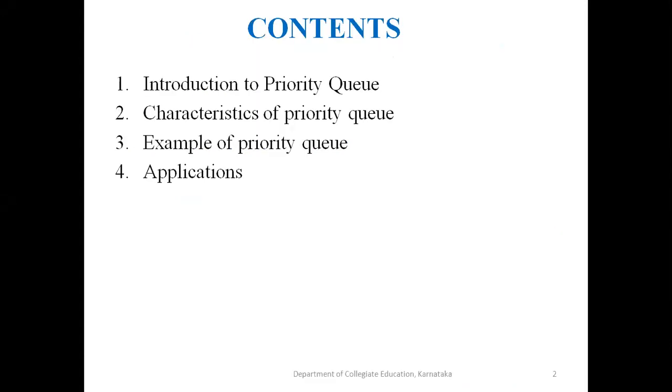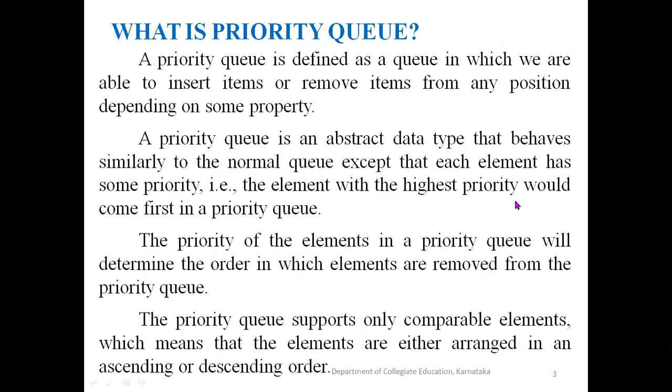In this video lecture, you will learn about what is a priority queue, its characteristics or features, an example, and a few applications. So what is a priority queue? We know that a queue has two ends, the front end and the rear end. Insertion into the queue happens at the rear end and deletion happens from the front end. A priority queue is a type of queue where we are able to insert or remove items from any position depending on some property.